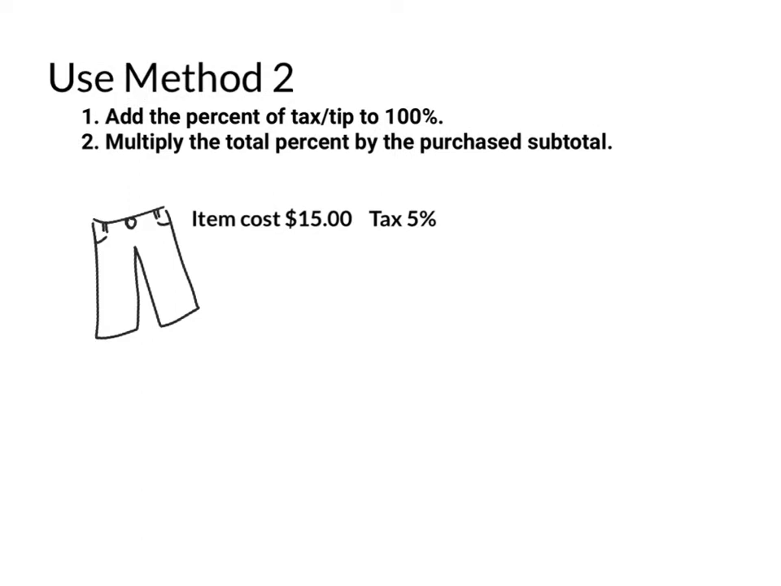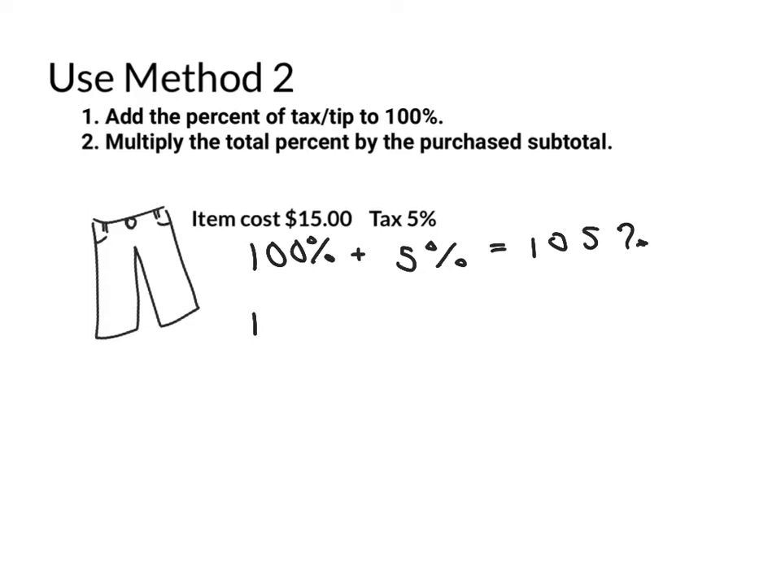There is method 2 for solving the same problem. We have the same pair of pants at a cost of $15 and the 5% tax. Step 1 says to add the percent of tax to 100%. We know that we are being charged 5% tax, and we're also paying 100% for that pair of pants. When we add our percents, we have a total of 105%.